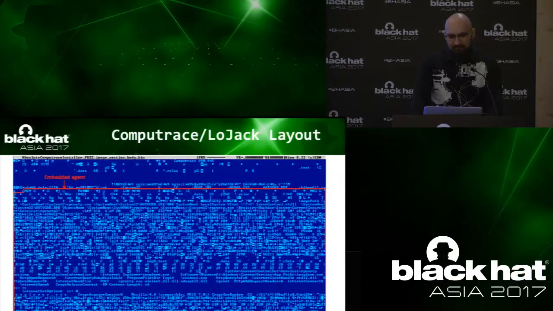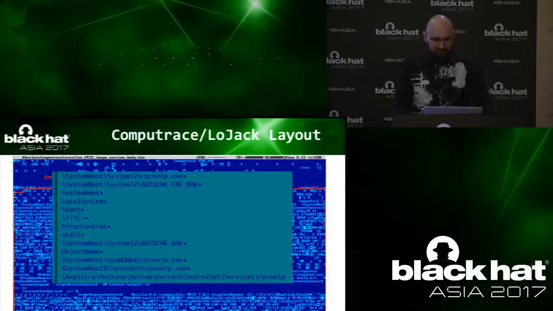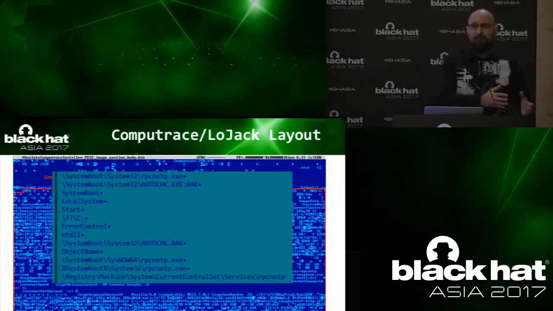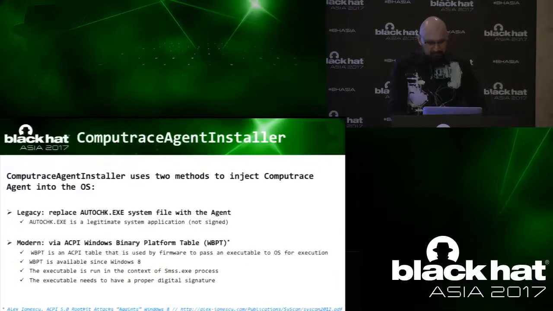And if you look into the installer of a DXE driver, you can find the names of autocheck.exe and RPCNetp, and it's actually very interesting. Your operating system, Windows, already has autocheck inside the Windows folder, and in the installation process, this executable is changed. But how does it actually work?